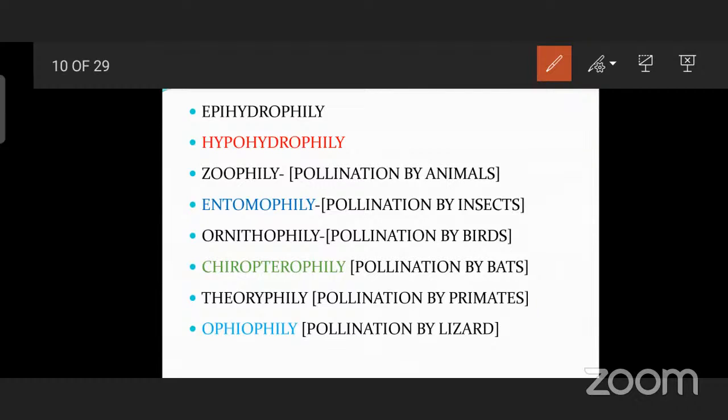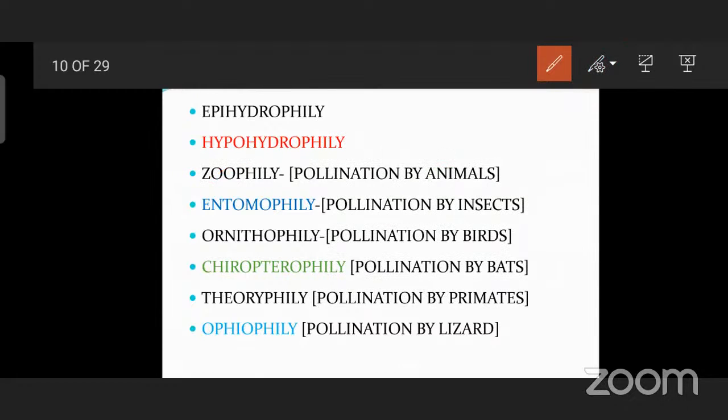And next among agents of pollination, zoophily. This is pollination by animals. The majority of flowering plants use a range of animals as pollinating agents, for example large animals like buffaloes, and human beings also.